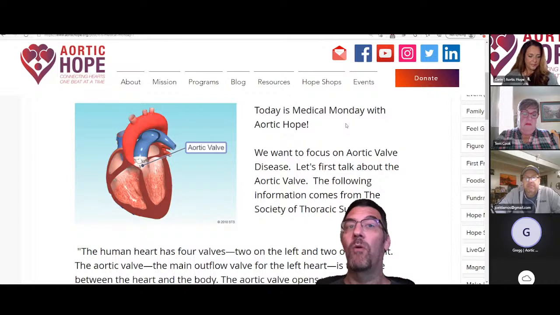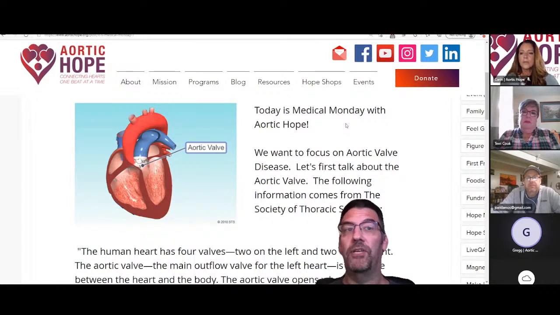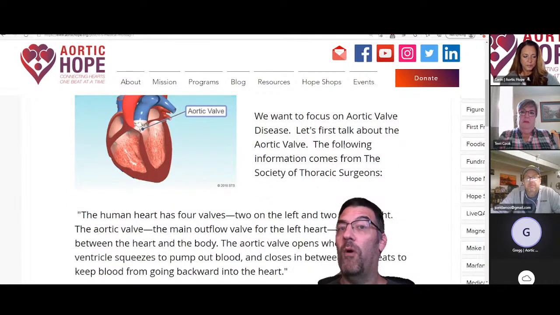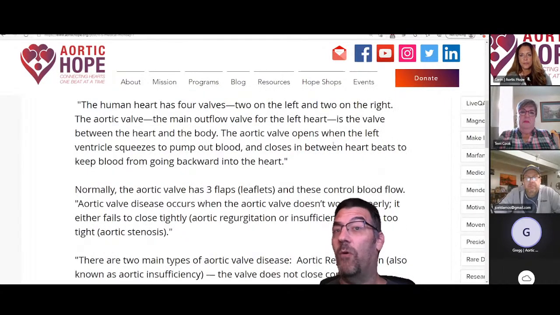We want to focus on aortic valve disease. Let's first talk about the aortic valve. The following information comes from the Society of Thoracic Surgeons. The human heart has 4 valves, 2 on the left and 2 on the right. The aortic valve, the main outflow valve for the left heart, is the valve between the heart and the body. The aortic valve opens when the left ventricle squeezes to pump blood out and closes in between heartbeats to keep blood from going backward into the heart. Normally, the aortic valve has 3 flaps, otherwise known as leaflets, and these control blood flow.